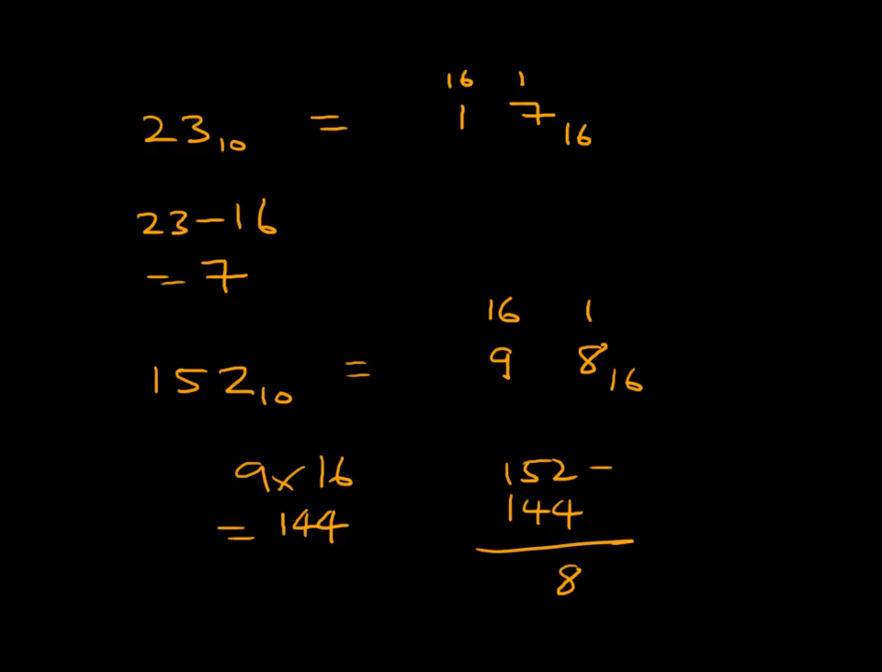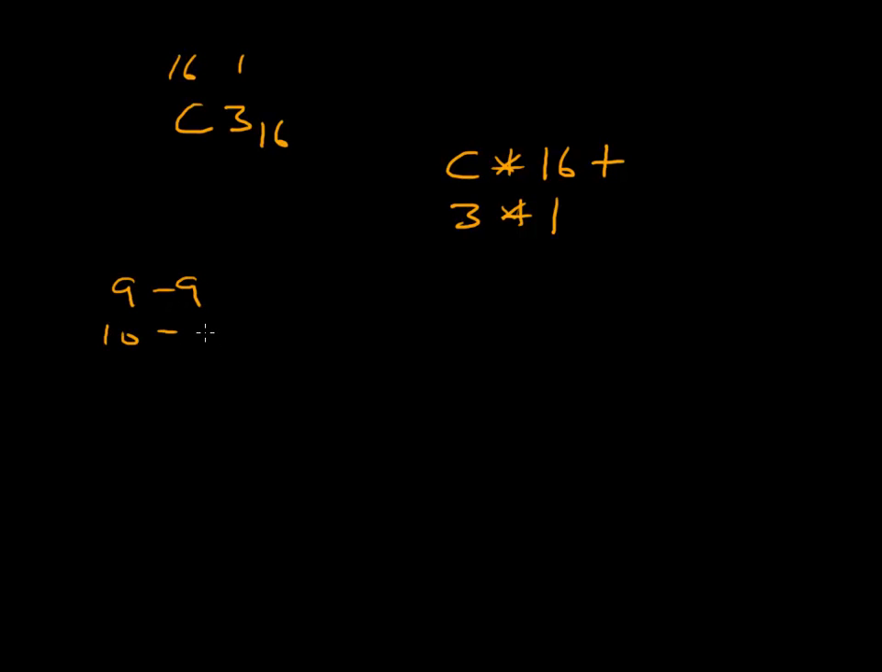This time we're going to take the number C3 in hexadecimal and try and convert that. These are quite easy. We've got a ones column and we've got a 16s column. So we've got C times 16 plus 3 times 1. Now, if you remember what C is, remember 9 is 9, 10 is A, 11 is B, 12 is C. So this translates in English, as it were, to 12 times 16 plus 3 times 1.